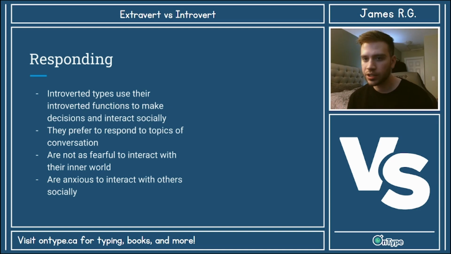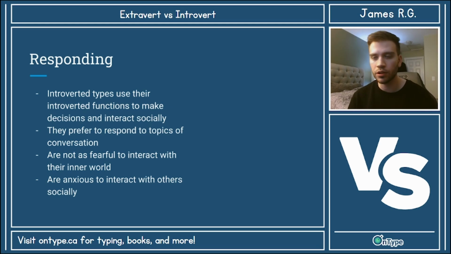While initiating types, extroverted types, have more of a fear of their internal world and a confidence in the social world, introverted or responding types will be more fearful to interact with the external world, but more confident interacting with their internal world. Like I said, they have that anxiety socially. It might not be that they don't enjoy socializing. This is a common misconception. Everybody enjoys socializing. Everyone can enjoy being alone.